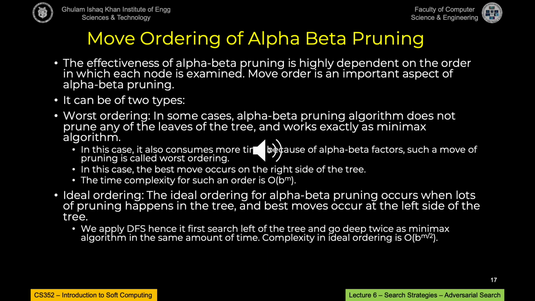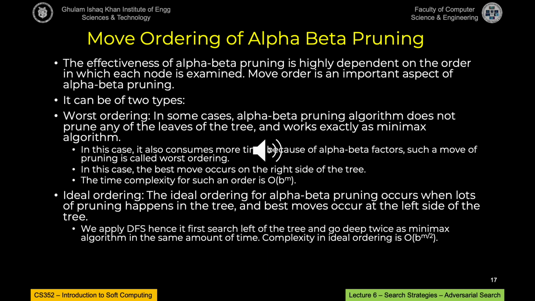Then the other type of ordering is called ideal ordering, where the ideal ordering for alpha beta pruning occurs when lots of pruning happens in the tree and best moves occur at the left side of the tree. We apply depth first search, hence it first searches left of the tree and goes twice as deep as the Minimax algorithm in the same amount of time. It will basically go to double depth. So the complexity in ideal ordering is basically cut by half, which is big O of b raised to the power m by 2.